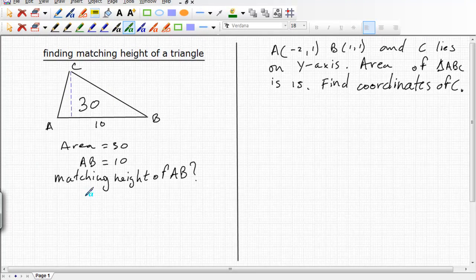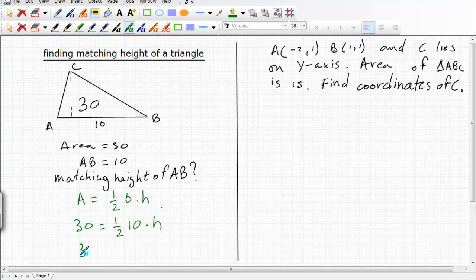Well, we start out with the formula of the triangle, which is the area is equal to 1/2 the base times the height, and we fill in our knowns. We know that the area is 30. We also know that the base is equal to 10, and we know that the height is an unknown, so we leave that as it is.